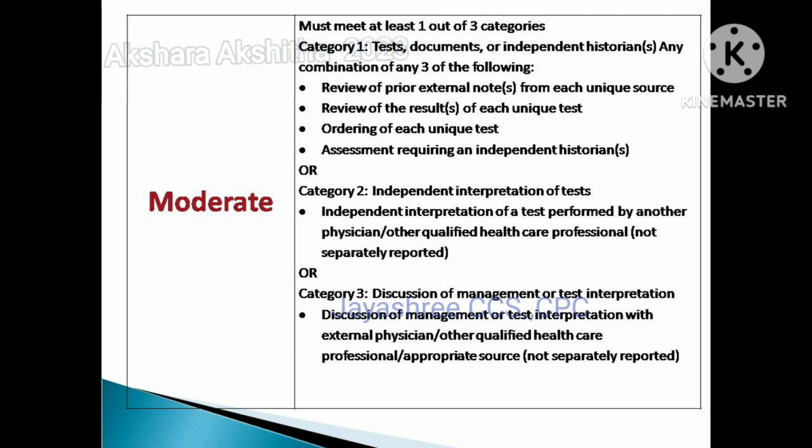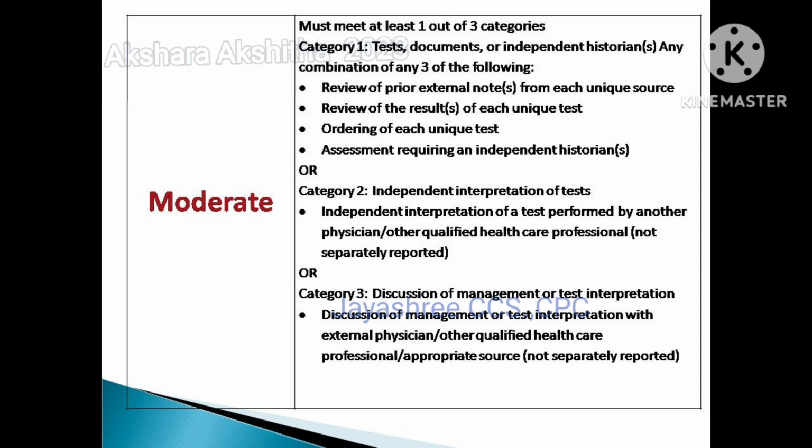What is category 3? Discussion of management or test interpretation. Discussion with whom? Discussion of management or interpretation with the external physician or other qualified healthcare professional or appropriate source. So this point is discussions. Discussion is category 3. Independent interpretation of a test is category 2. The combination of four points is category 1.